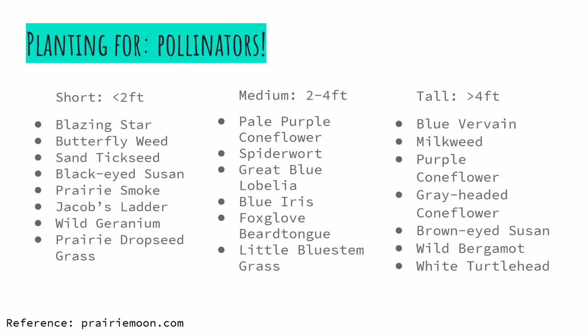In this slide, we've broken out some plants that are beneficial for pollinators, and we've broken them out based on height only. You'll see in some of these lists, based on their height, there will be variations between sunlight levels and moisture levels, but it's a good starting point when planning out a pollinator garden.